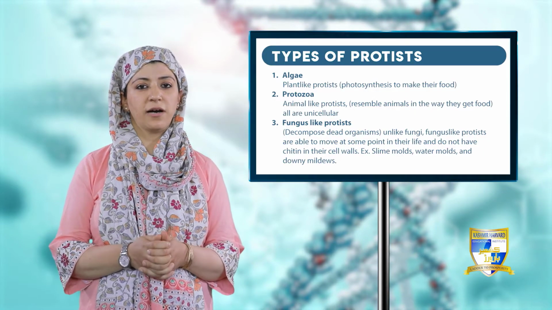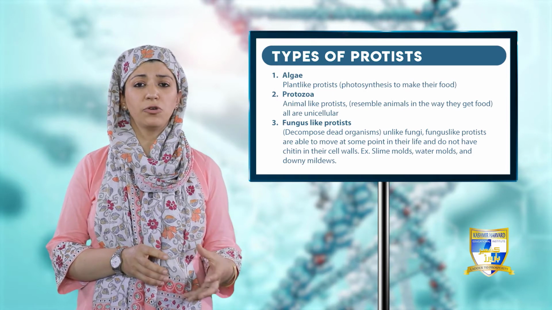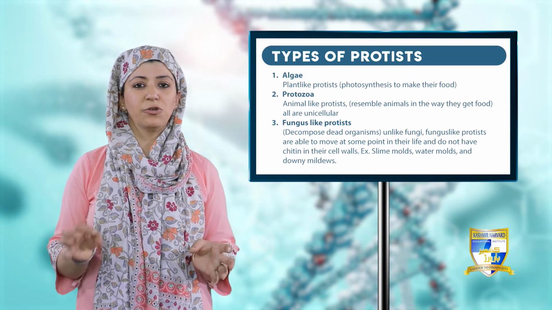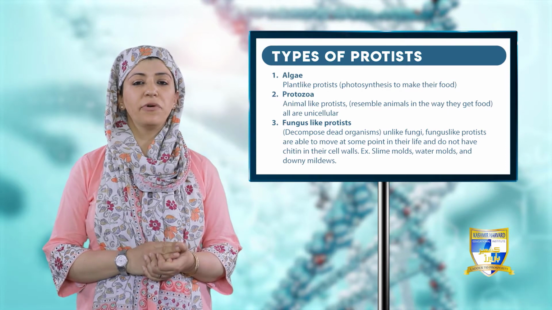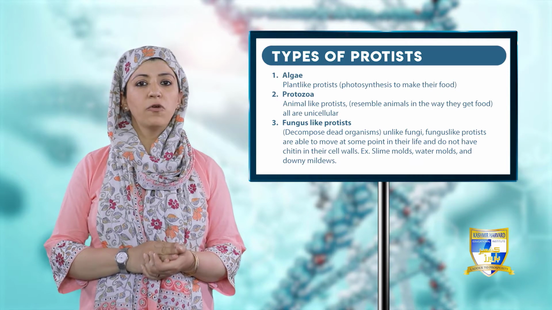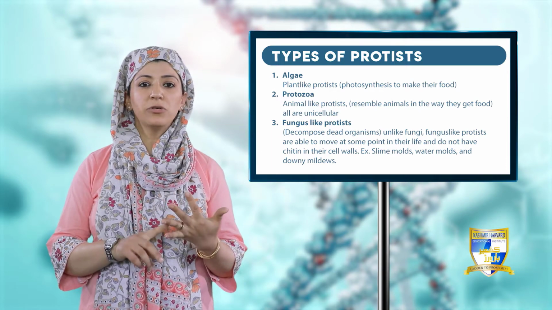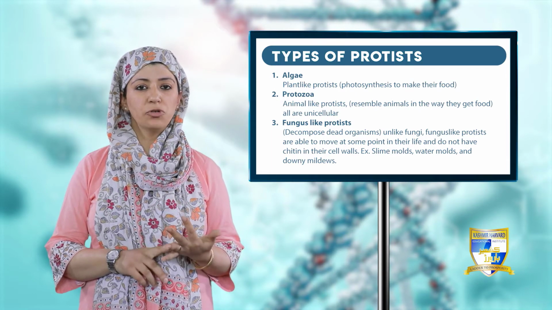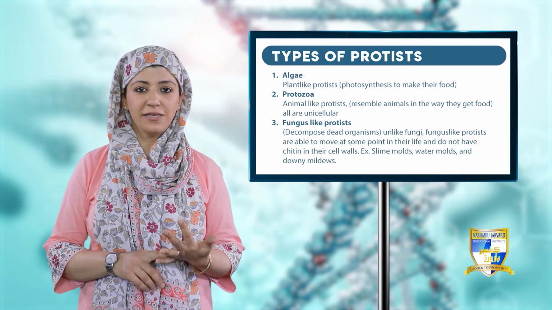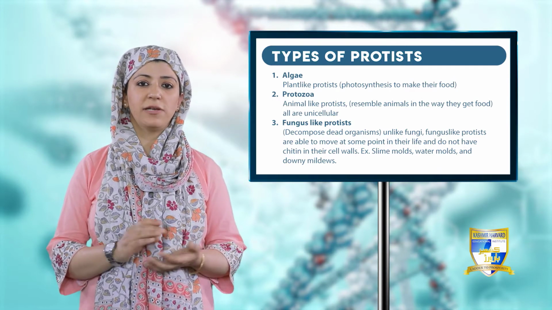Kingdom Protista has been divided into 3 main groups. What are these 3 groups? The first one is photosynthetic Protists, or we can also call them Protist algae. The examples are dinoflagellates, diatoms and euglena-like flagellates.